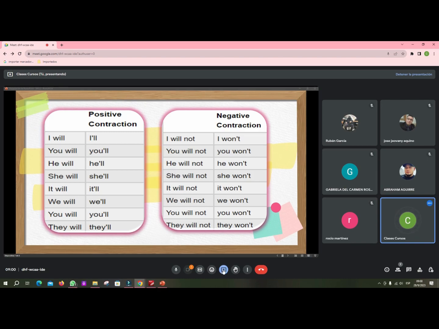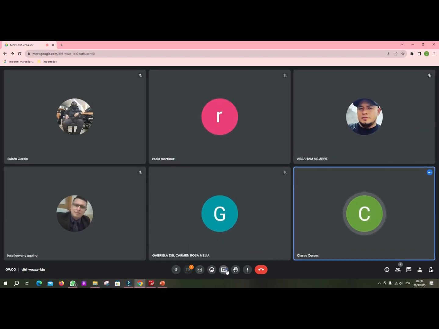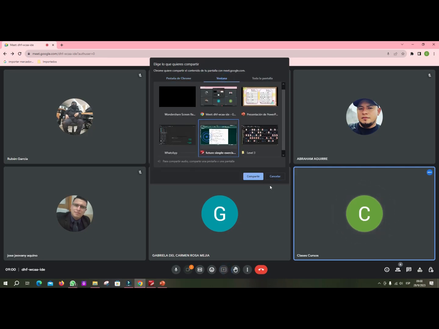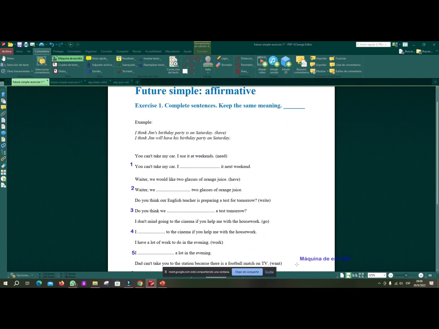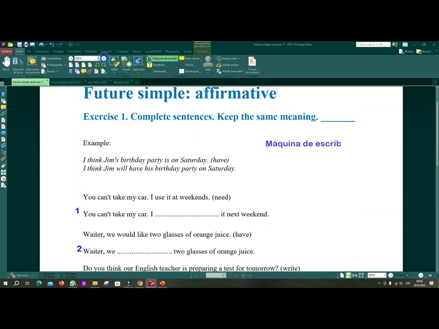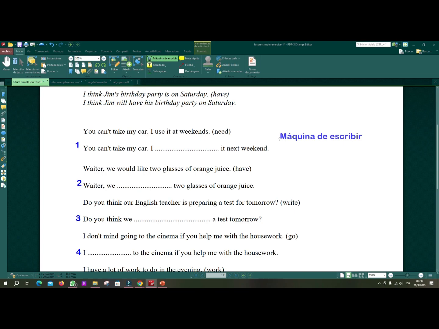So now we're going to do the first exercise about that, okay? There you have it. It says, complete the sentences, keep the same meaning. Here you have an example. Let me do that. Okay. I think Jim's birthday party is on Saturday. Here you have a verb between parentheses, right? So you're going to rewrite the same sentence but use the simple future. So I think, right? Jim will have his birthday party on Saturday.